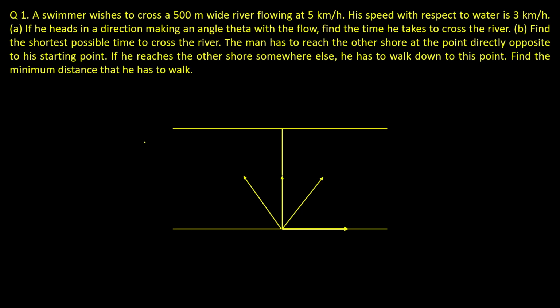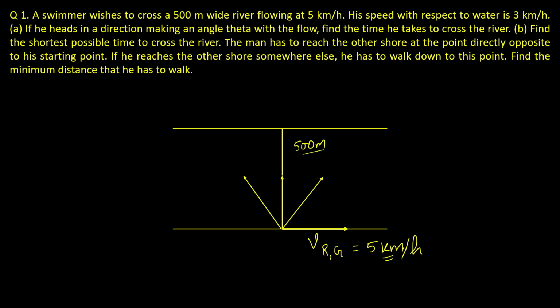And this question is going to cover all of the doubts, all of the points that I have discussed over here. This question is taken from H.C. Verma Volume 1 Physics, question number 47 and 48. The question is, a swimmer wishes to cross a 500 meter wide river flowing at 5 km per hour. Means what? This is nothing but velocity of river with respect to ground, and that is 5 km per hour. And how wide is this river? It's 500 meter wide.